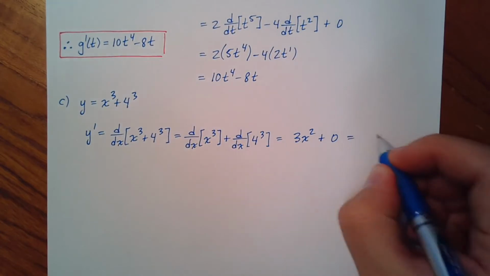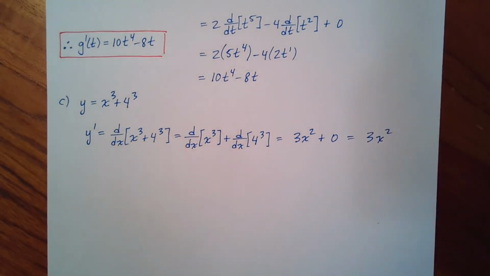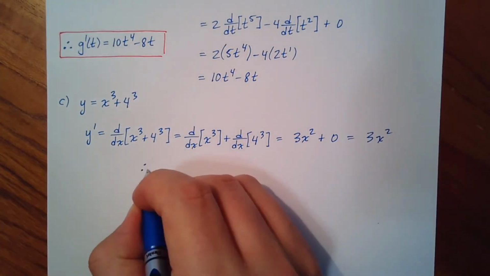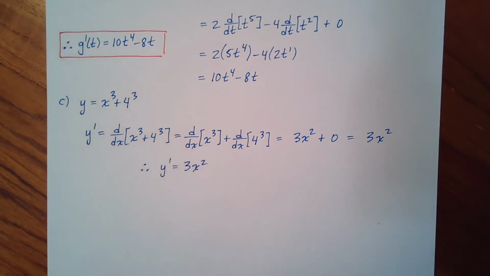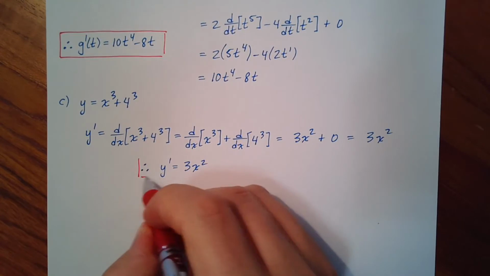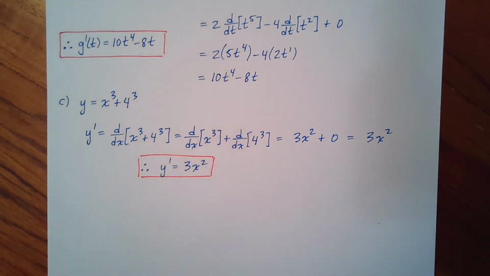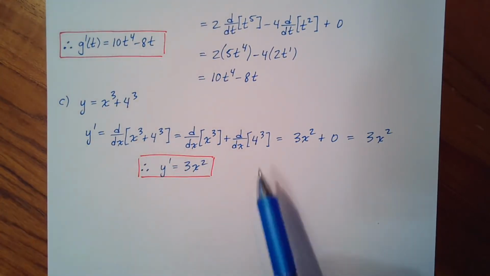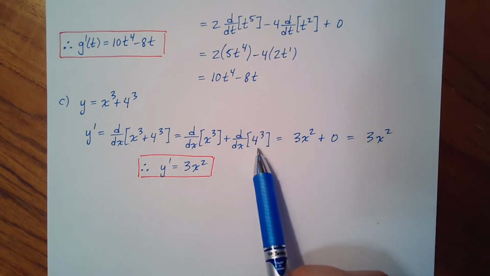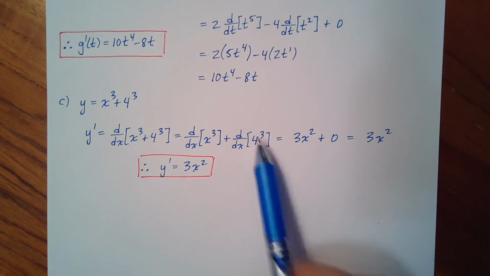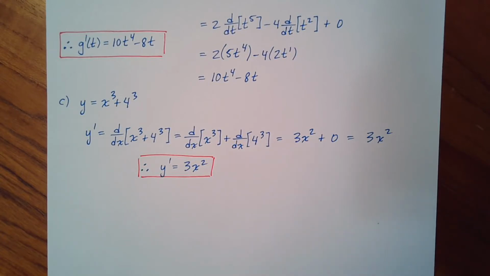So your derivative is just 3x squared. So you can say, therefore, y prime is equal to 3x squared. All right, so don't fall for the trap of applying the power rule to a power of a constant. Because if the base is a constant, then the whole term is a constant. And that means you're just going to apply the fact that the derivative of a constant is always 0.